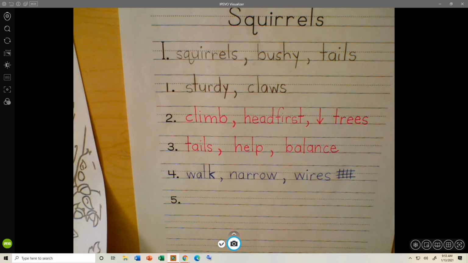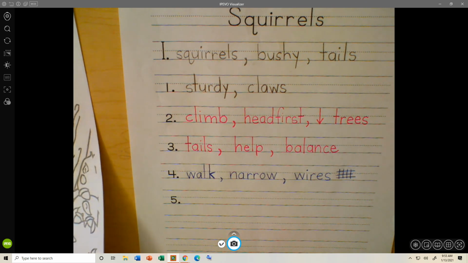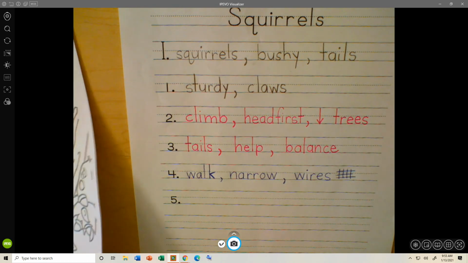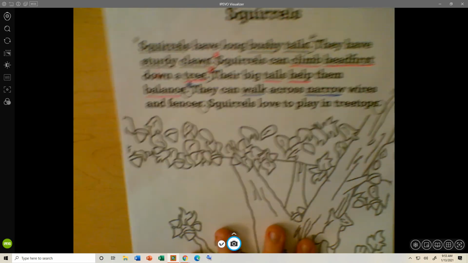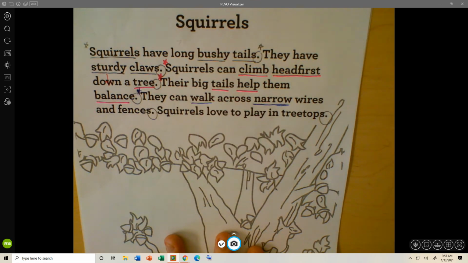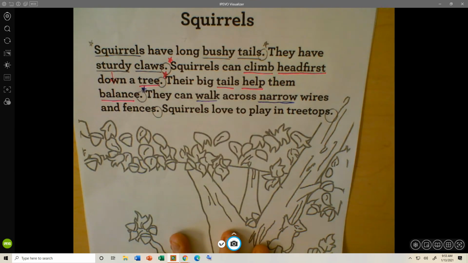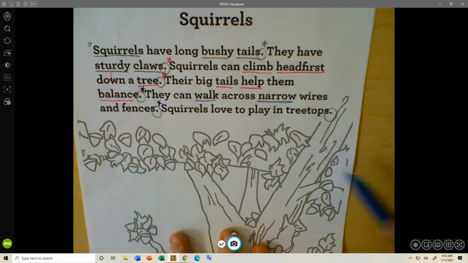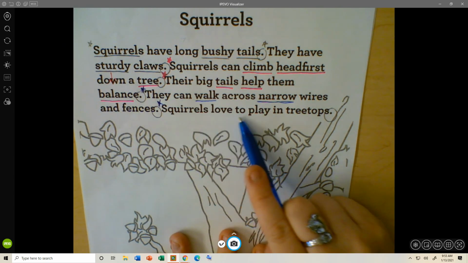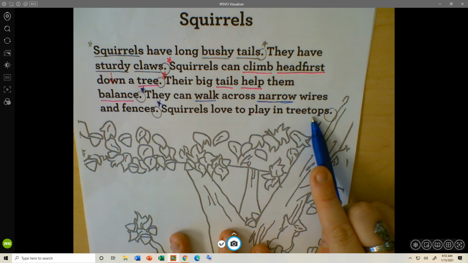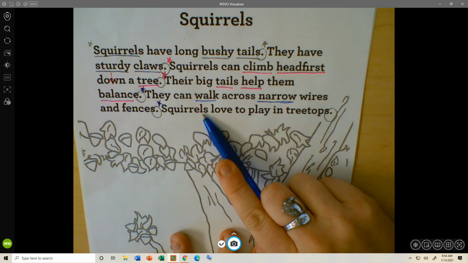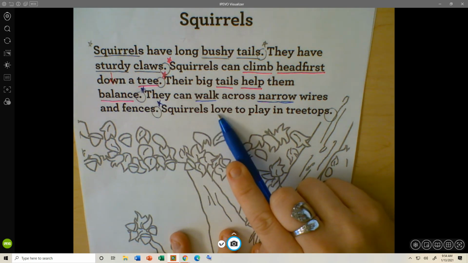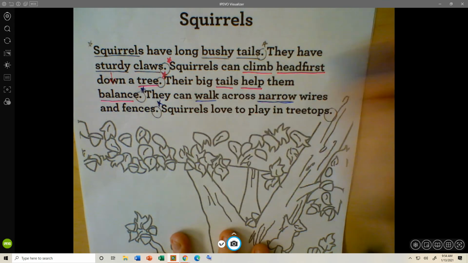Okay. Our last and final sentence. If I'm covering this up, you can always use your paragraph if you're not finished. The last sentence is right here, and it says, squirrels love to play in treetops. Are we going to write squirrels again? No. We know that this entire paragraph is about squirrels. What are we going to do for love? What are we going to do, Paige? Write the word love.